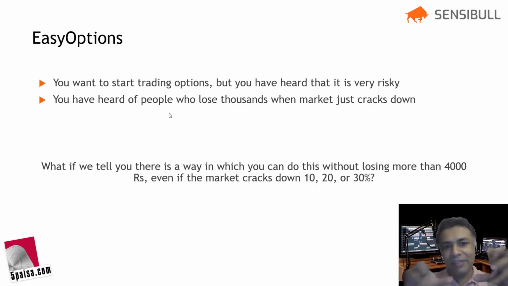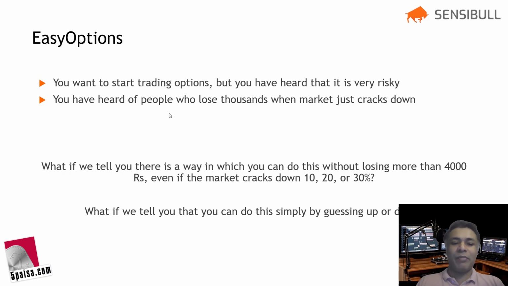So here is the interesting part. What if we were to tell you that there's a way in which you can do options trading without losing more than, let's say, 4,000 rupees, even if the market cracks 10, 20, 30 percent, it doesn't matter, right? Nifty, even if it goes to, let's say, 1,000 tomorrow from 13,000 or 14,000 to 1,000. I mean, we hope that doesn't happen because then we have much bigger things to worry about. But even if that happens, you lose only 4,000 rupees, right? It means you're completely protected.